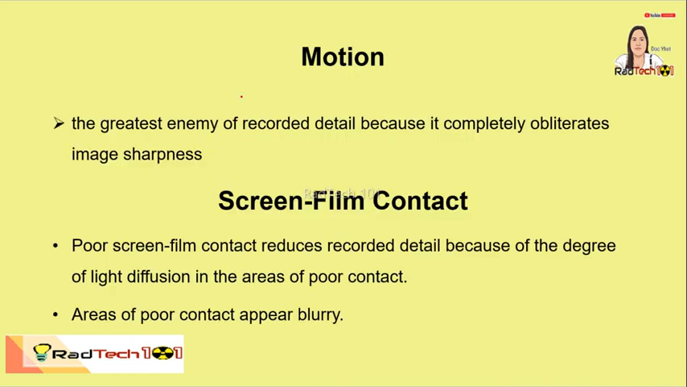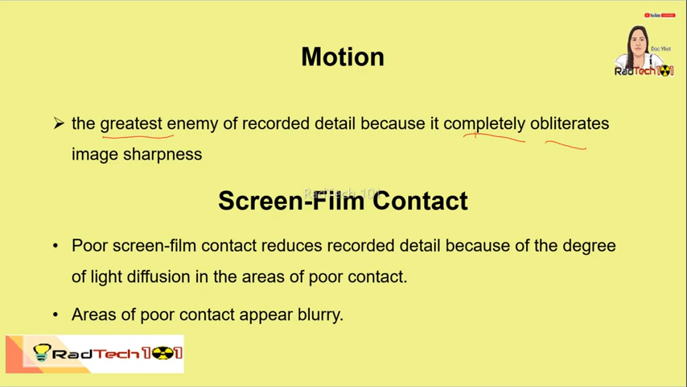Next is motion. Motion is the greatest enemy of recorded detail because it can completely obliterate the detail. It can greatly affect the image sharpness. So as much as possible, before we expose, we need to instruct our patients not to move, okay, until we tell them otherwise.